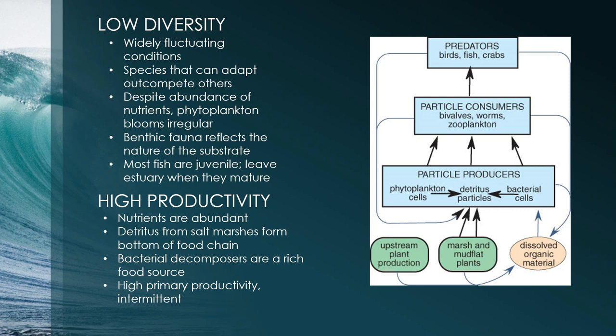Another reason that we have low diversity is that the fauna on the bottom, the benthic fauna, need to be able to survive the substrate, which tends to be really muddy, tends to be soft, right? So you can't have things settle that need to glue themselves down. So that limits some of the things that can live there.